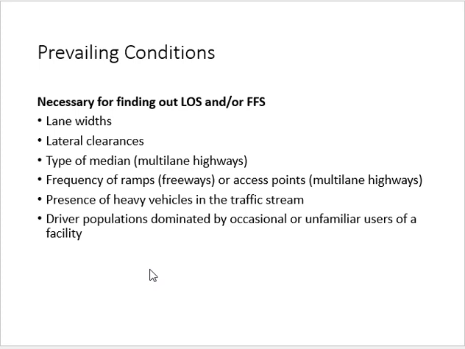This is a list of conditions we should know before starting our analysis. What is my lane width? What is my clearance? What type of median do I have if it is a multi-lane highway? How many ramps do I have per mile? How many access points do I have per mile, depending upon the type of highway? Percentage of heavy vehicles in the traffic, and type of drivers we have, new or familiar. So all these conditions are required for the analysis. Any questions?